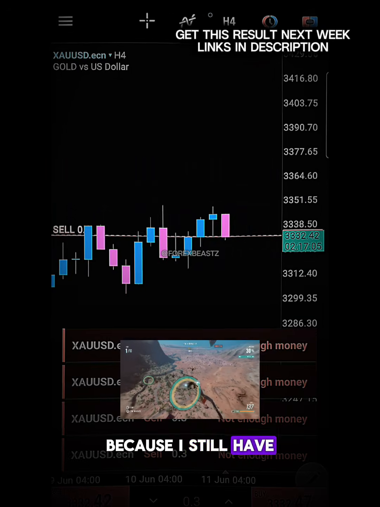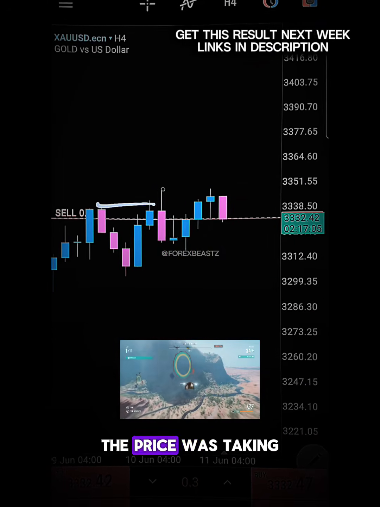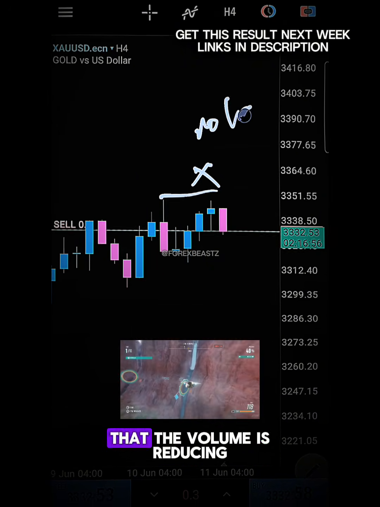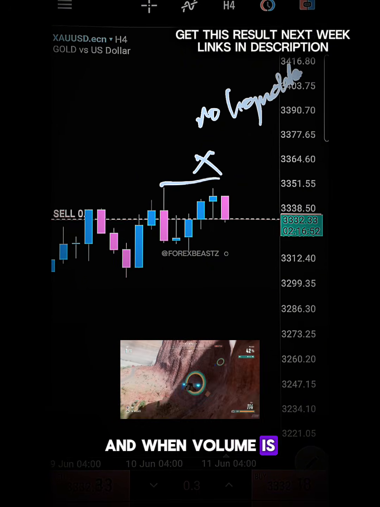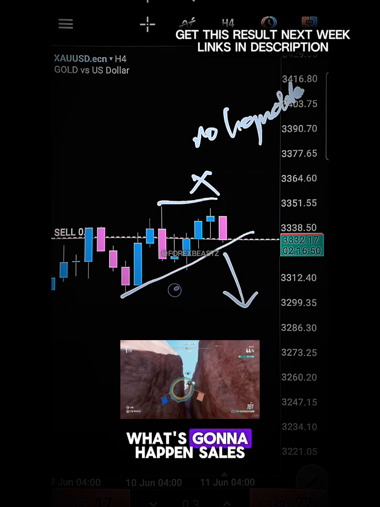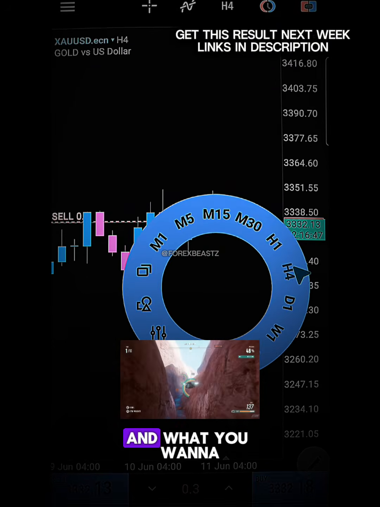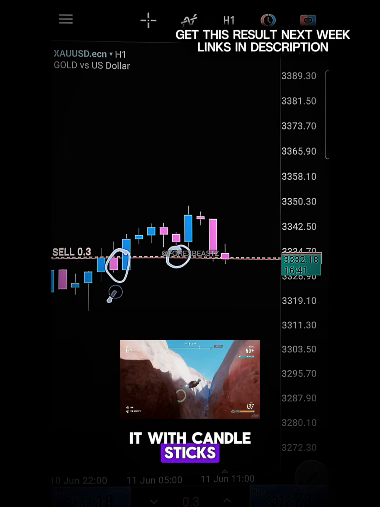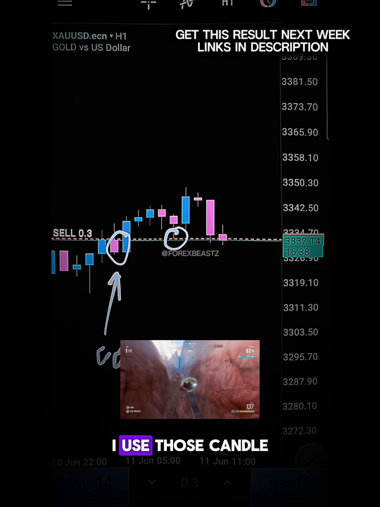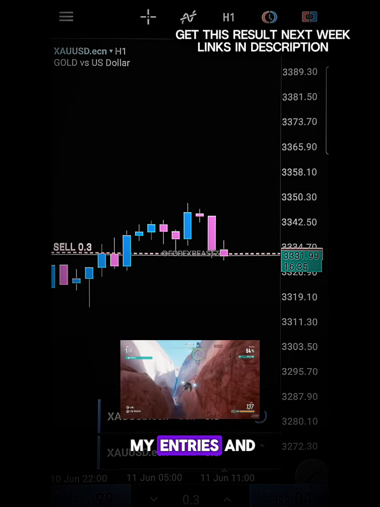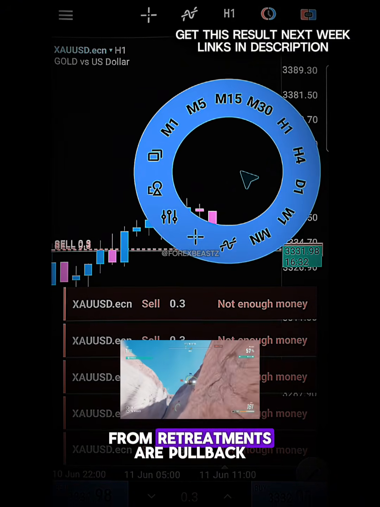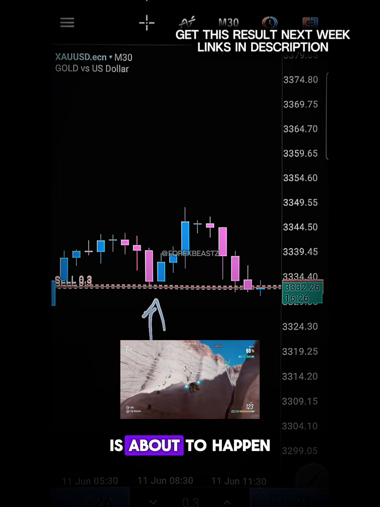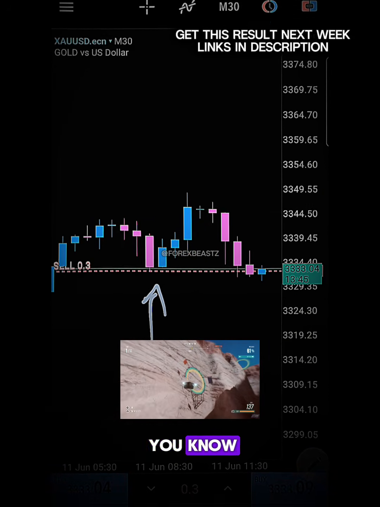Why? Because I still have more confirmation. If you look at that point, the price was taking out highs, but it failed to displace above this present high. That's to show that the volume is reducing, and when volume is reducing in a bullish market, what's going to happen? Sales is going to kick in, and what you want to do is ride all those sales, and if possible pair it with candlesticks, which is those candlesticks there. I use those candlesticks to shield my entries and protect them from retracement and pullback. That will serve as a shield. If a retracement is about to happen, it's going to stop it from running deeper.